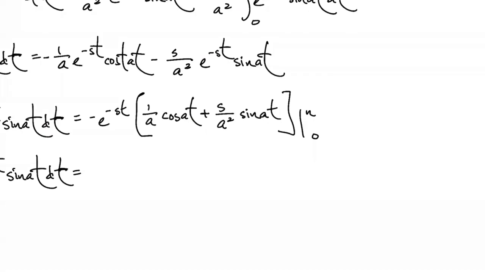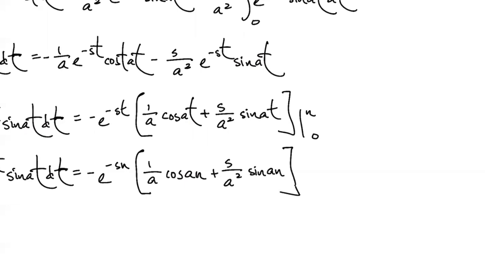All right, let's be really careful about this. Negative e to the negative sn, 1 over a cosine of a n plus s over a squared sine of a n. Okay, so I plugged in the n everywhere. Now I'm going to plug in the 0. So minus the negative, we'll make it a plus, e to the 0, 1 over a cosine 0 plus s over a squared sine of 0.